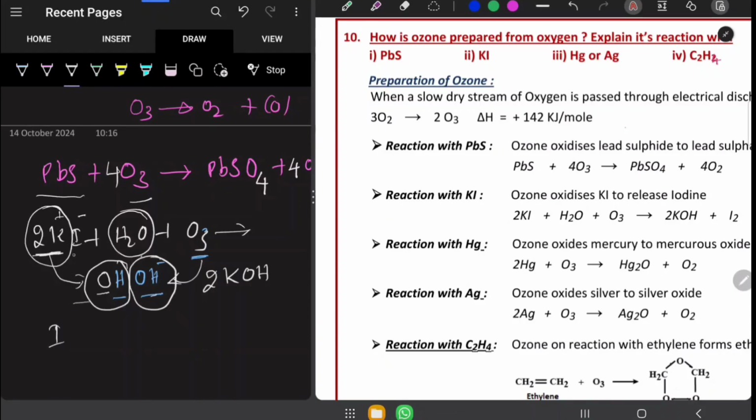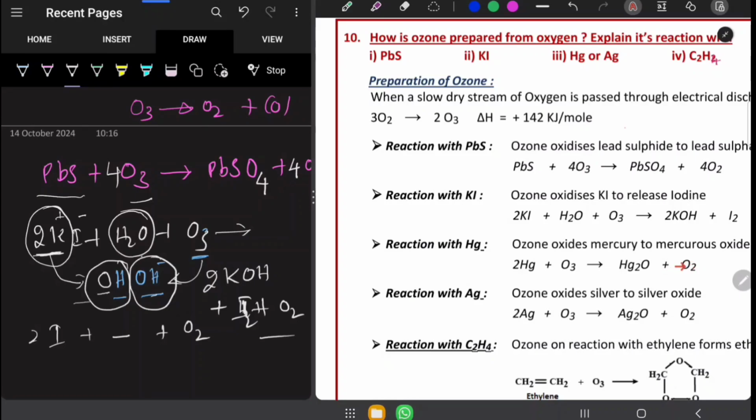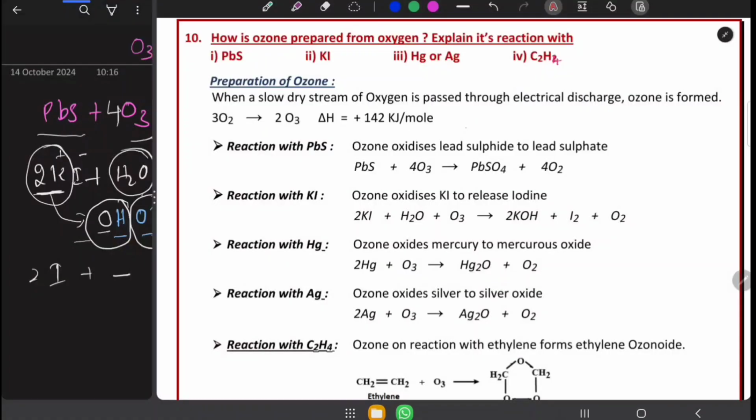So here 2I is left, and here no water molecule, and here O2 is left. So in the product side, plus what we get? I2 and O2, that's all. That means out of this 2KI, the potassium combines with two OH groups.